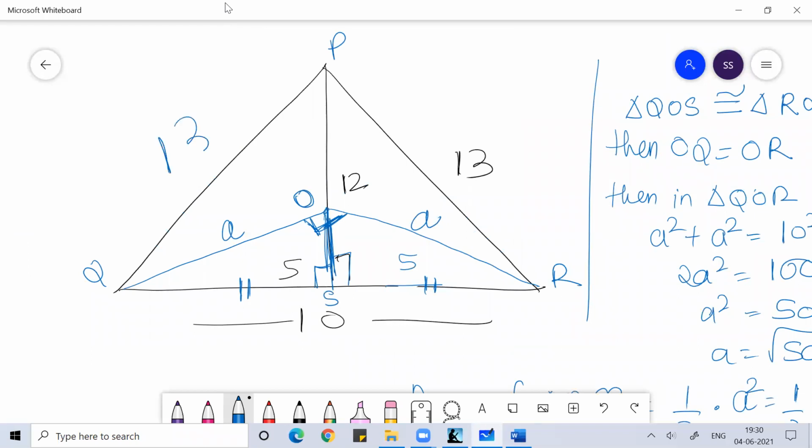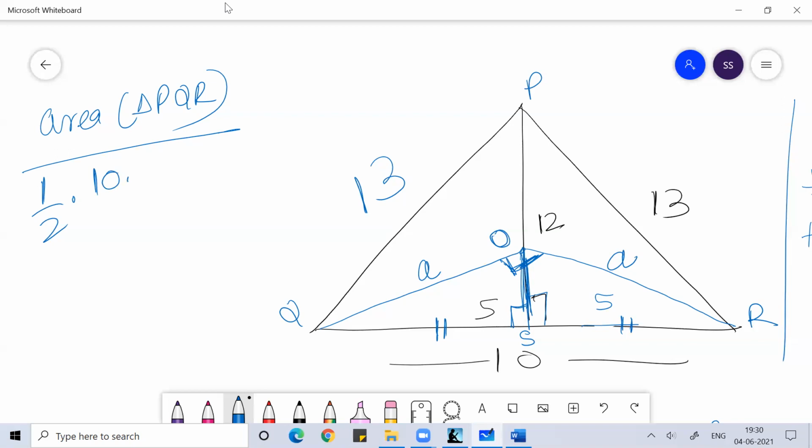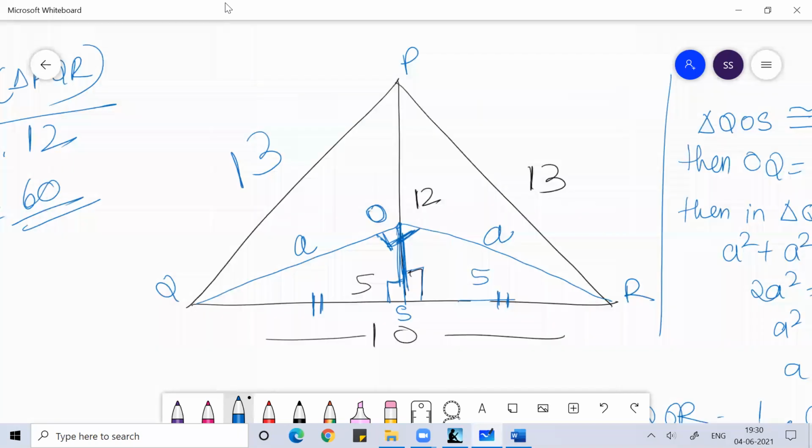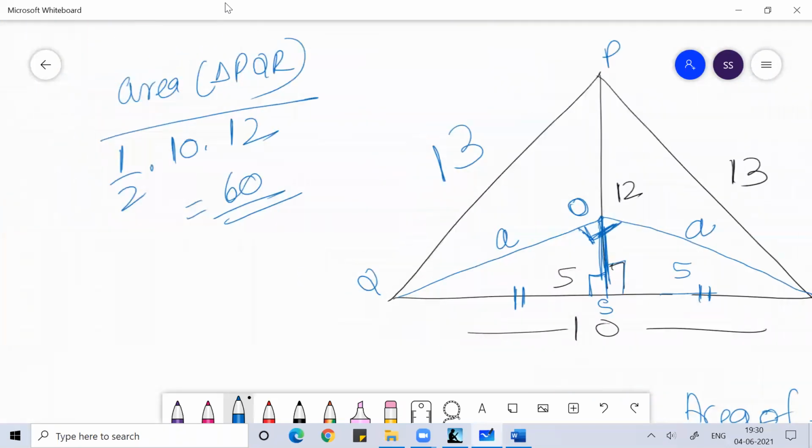Area of this isosceles triangle is very easy. What is the area of the triangle PQR? So the area of triangle PQR would be nothing but half into base. Base is 10, height is 12. So this would be what? 60. Area of triangle PQR is 60 and area of triangle QOR is 25.